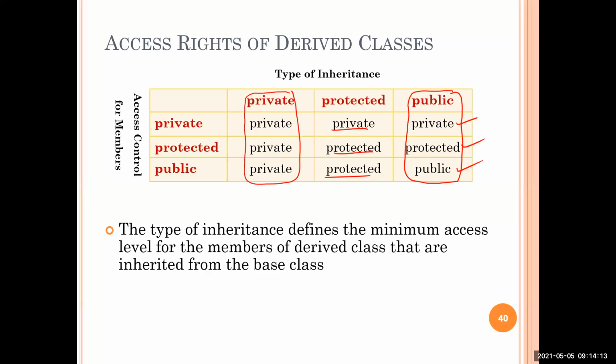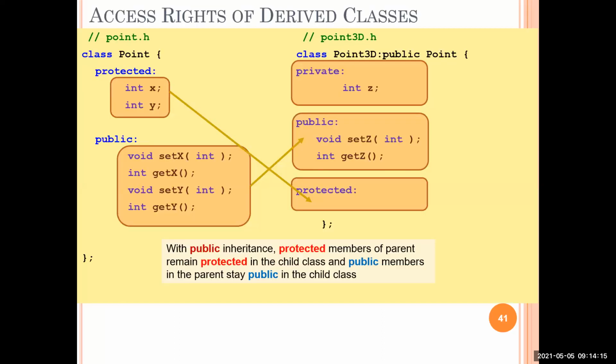Okay. Now let's see what this table actually means, by 3 different examples. Okay, now let's see what is going on here. The type of inheritance is public, and we just discussed what happens with public inheritance. You don't change anything. So these x and y, they were protected in the parent class. When they go to the child class, they are also protected, because we just discussed that when you are using public inheritance, nothing changes.